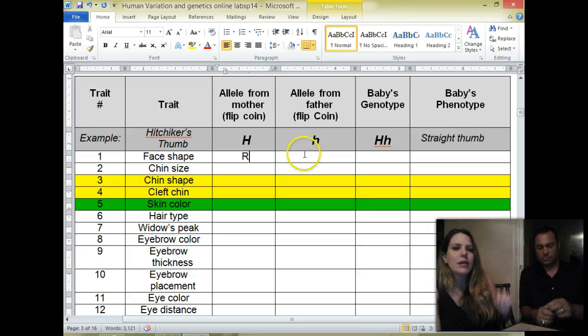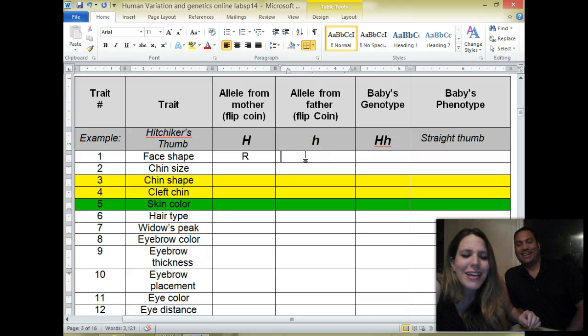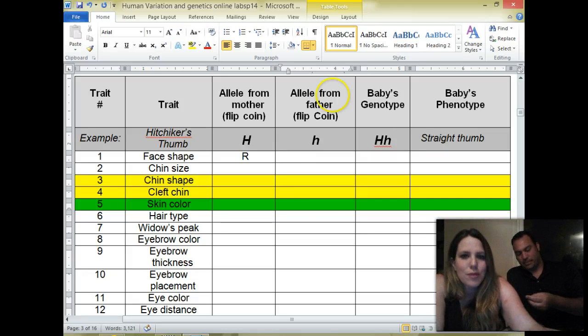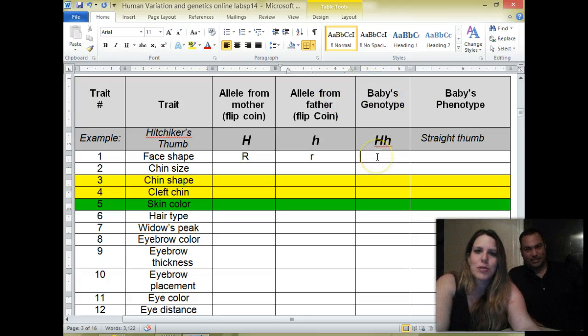Okay, and Daddy, go ahead. He got tails again, so he donated a little r to his sperm. My coin flip hit the computer. That was a horrible coin flip. He just gave me a lecture on flipping coins, and now he's doing a terrible job of it.